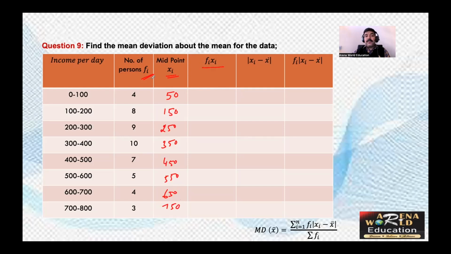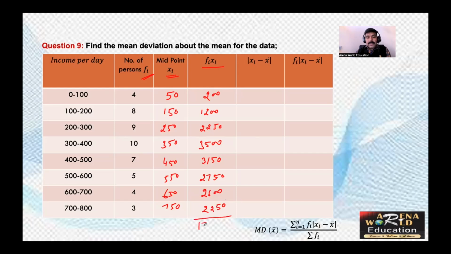Right? What is the next step? Yes, in next step, we will multiply Fi with Xi. Right? So each number 4 into 50, yes, this will be 200. 8 into 150, it is 1200. 9 into 250, yes, it is 2250. Then 10 into 350, this is simply 3500. 7 into 450, yes, 3150. 5 into 550, 2750. 4 into 650, 2600. And 3 into 750, yes, it is 2250.